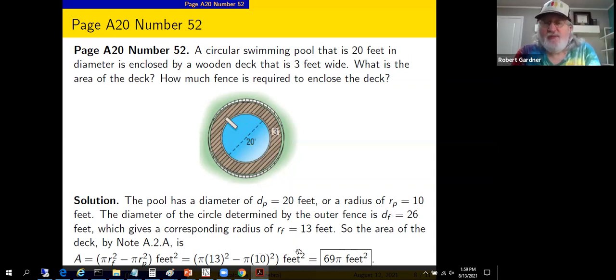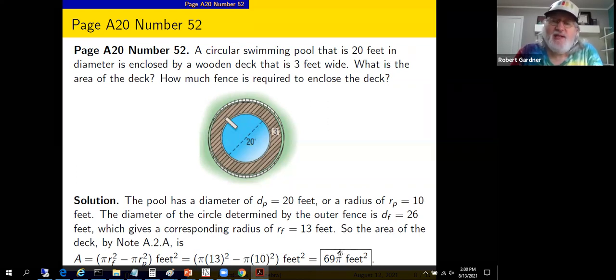They'll be square feet, as area should be. 13 squared is 169, 10 squared is 100. That leaves us with 69 times pi. So we get 69 pi square feet, and that's the area of the decking. Very similar to the previous problem.